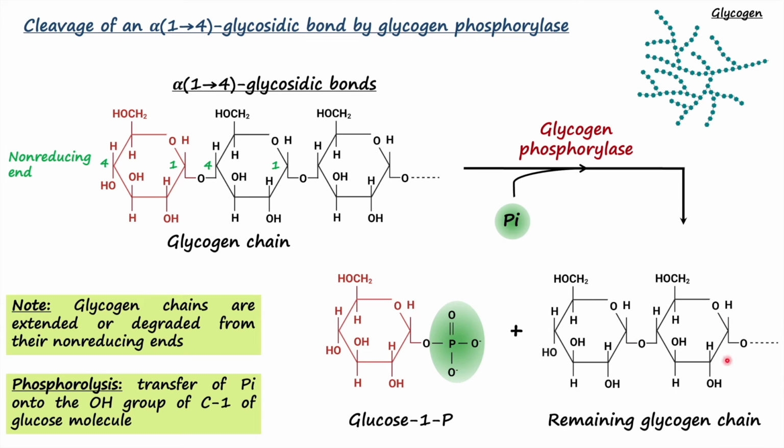And this is the remaining glycogen chain. So subsequently the glycogen phosphorylase enzyme is going to break down this alpha 1,4 glycosidic bond, again releasing this glucose molecule in the form of glucose 1-phosphate. So the cycle continues with the help of glycogen phosphorylase. So this is the important reaction in glycogenolysis, which involves the cleavage of an alpha 1,4 glycosidic bond by glycogen phosphorylase. Now let's talk about the steps involved in glycogenolysis.